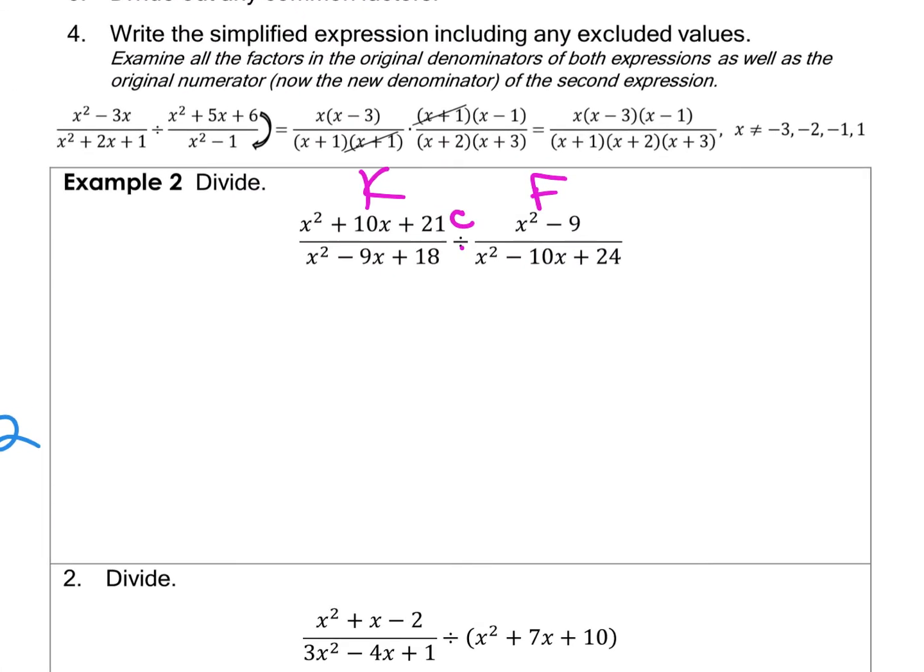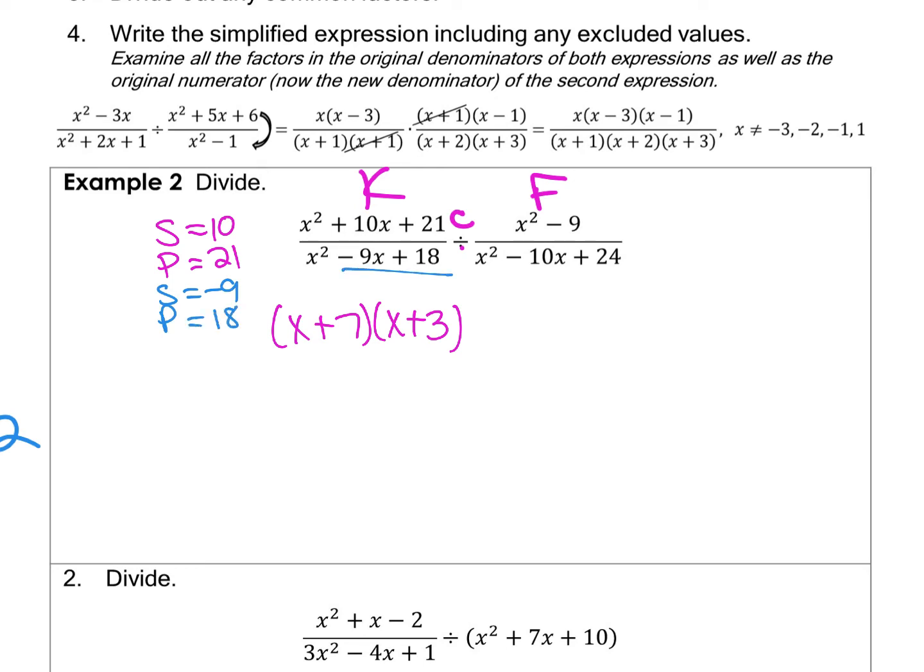So first step is to factor. So this first numerator, sum is 10, product is 21. So that would be 7 and 3. My denominator, sum is -9, product is 18. So that would be x minus 6 and x minus 3. Multiply, you get positive 18, add, you get -9. So anytime your product's positive and sum is negative, you're going to have two negative numbers.